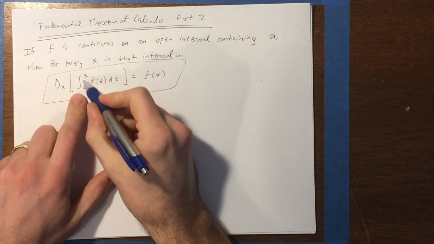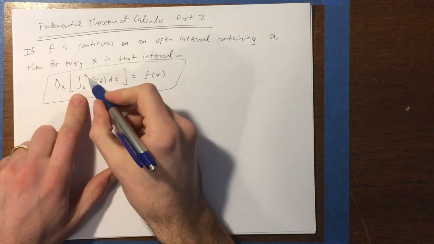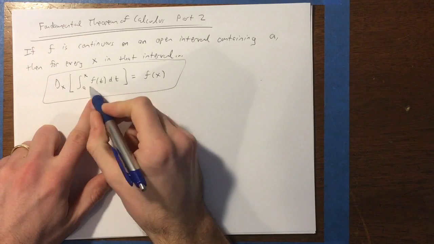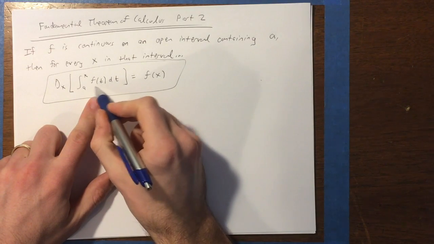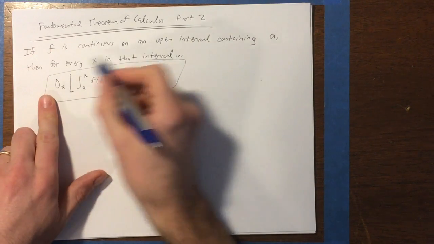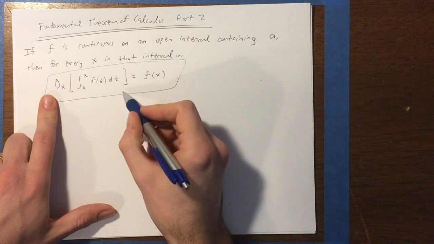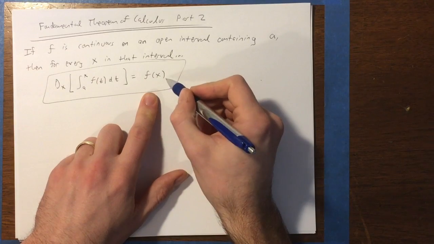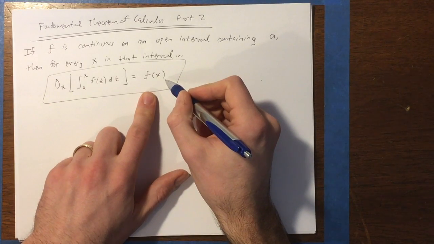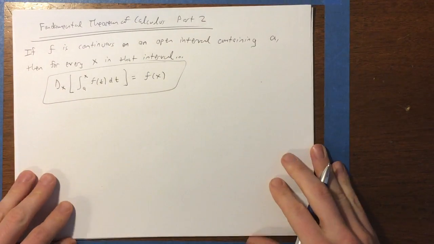If you go from a up to x, so that you have this variable upper limit of integration, and you're integrating the function lowercase f, then when you take a derivative of that accumulation function, the rate of change in accumulation is actually equal to the function value itself, f of x. Okay, and it didn't matter what a was equal to.